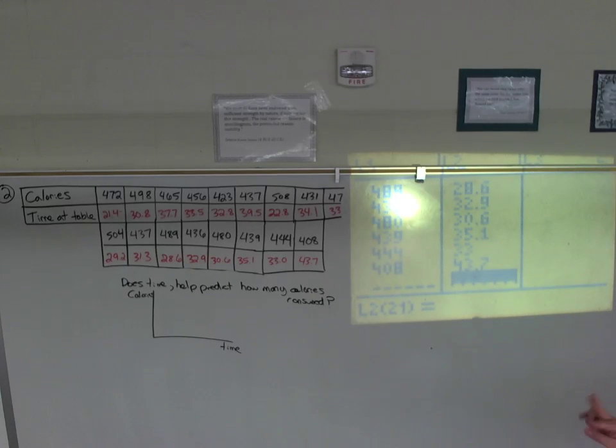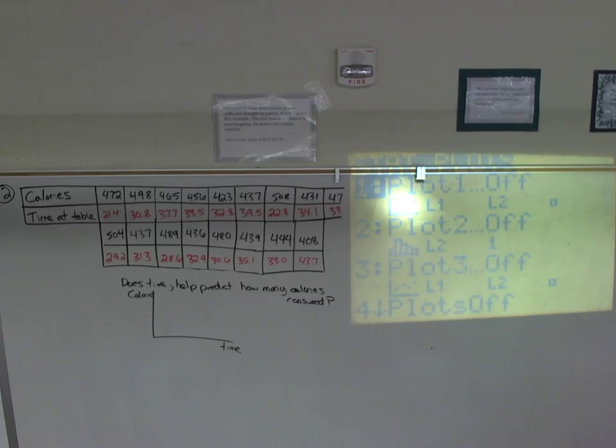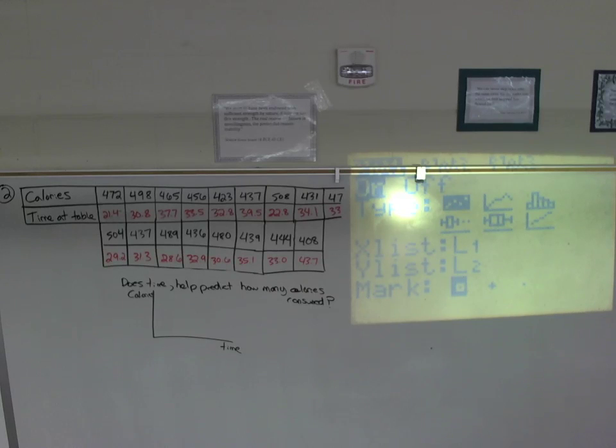So if you ever want to use a different orientation on that, you just go to where you turn your plots on. You go to second y equals. And my plot's off anyway, so I needed to turn it back on. So I'm going to turn it back on. It's still on scatter plot, and here's where you fix it. See how it says X list is list 1 and Y list is list 2? What did we want to do? Switch it. We wanted to switch it.